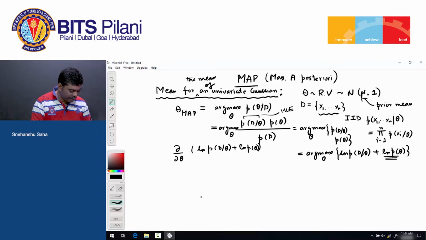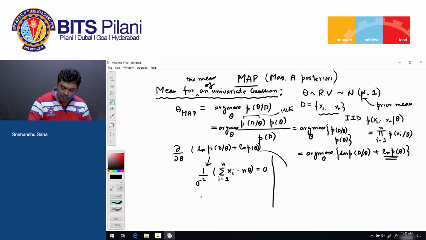So we are just doing MLE for the mean of a univariate Gaussian, right? So this part is already done, and I can simply copy this from the previous calculation. It's the sum from i equal to 1 to n of x_i minus n theta equal to 0. So what I should be focusing on is this part, right? So del theta of ln of p of theta.